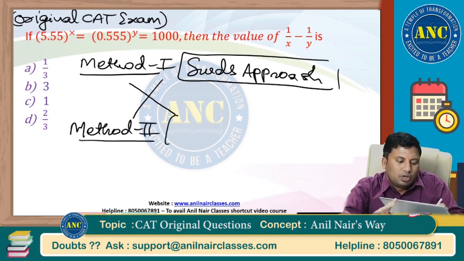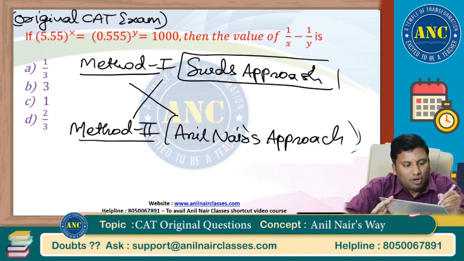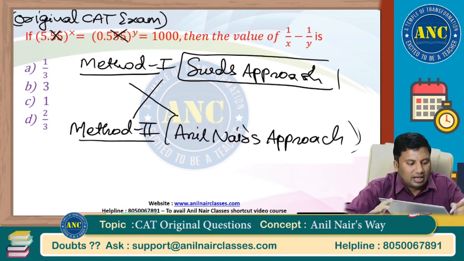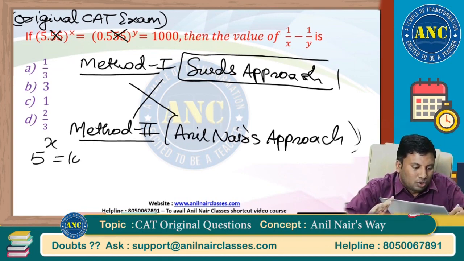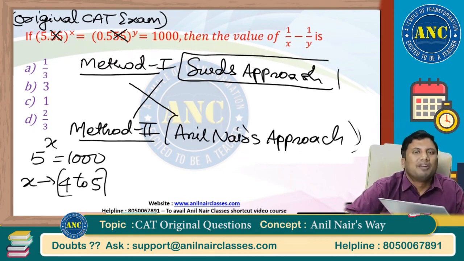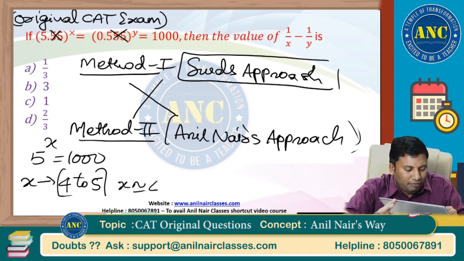Method 2, Anil Nair's approach. Forget about these 0.5, 0.5, because all the options are a little far from each other. 5 power x is equivalent to 1000. 5 power 4 is 625. So x will range from 4 to 5. Yes or no? 5 power 5 is 625 into 5, 3125. So x will be around 4.